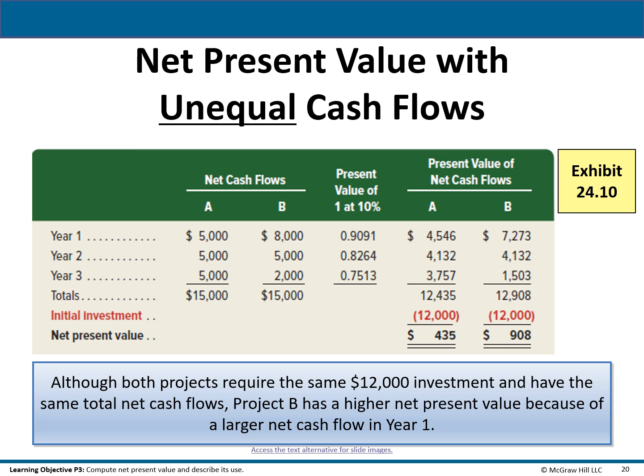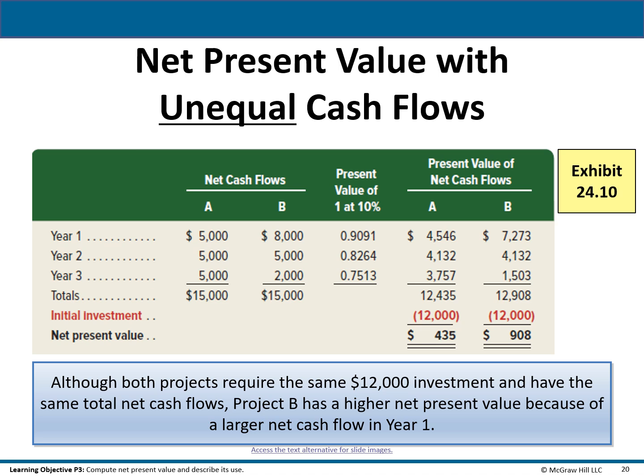The NPV analysis can also be used when net cash flows are unequal. Assume that the company can choose only one capital investment between projects A and B. Each project requires a $12,000 initial investment. Future net cash flows for each project are shown here in Exhibit 24.10. The two projects have the same total net cash flows of $15,000. Project A is expected to produce equal amounts of $5,000 each year, but Project B is expected to produce a larger amount in the first year and a smaller amount in the third year.